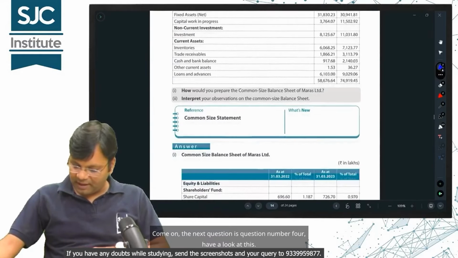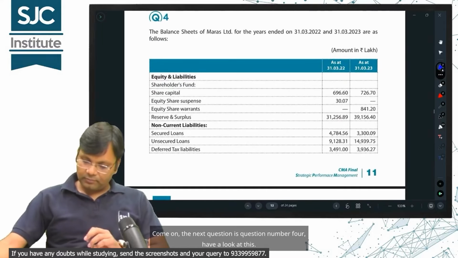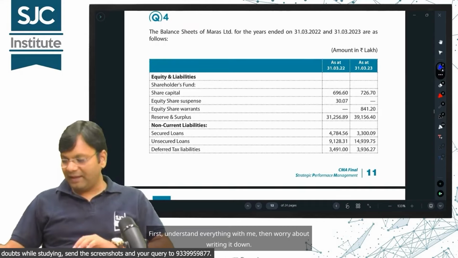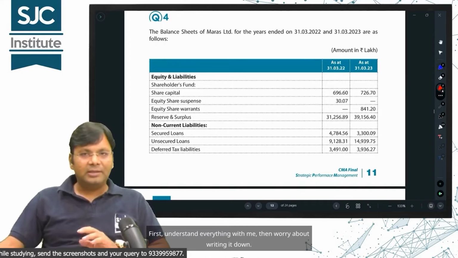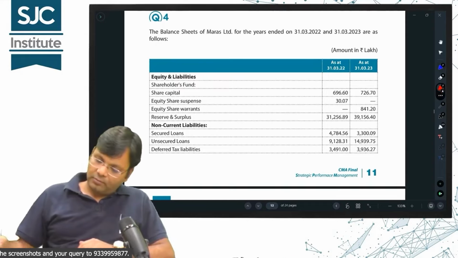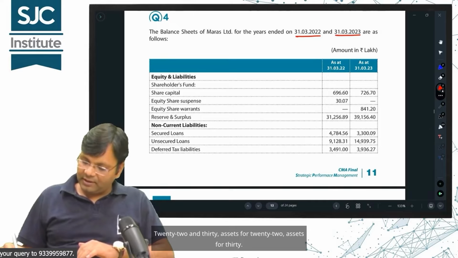Come on, the next question is question number 4. Have a look at this. First, understand everything with me, then worry about writing it down. First, focus on understanding. So here, two balance sheets have been given. 22 and 30, assets for 22, assets for 30.